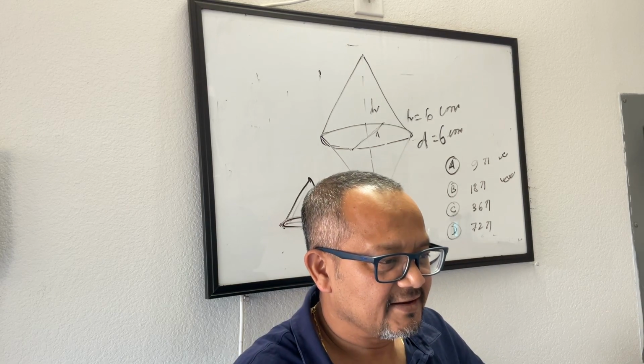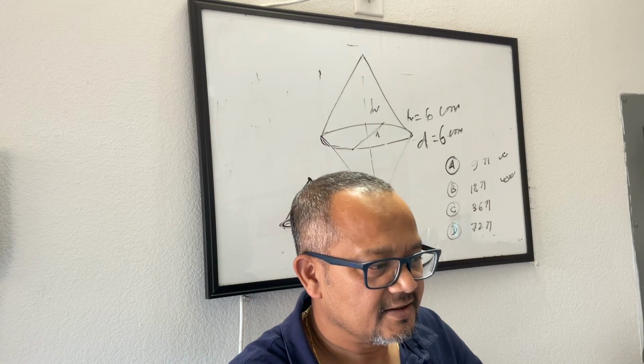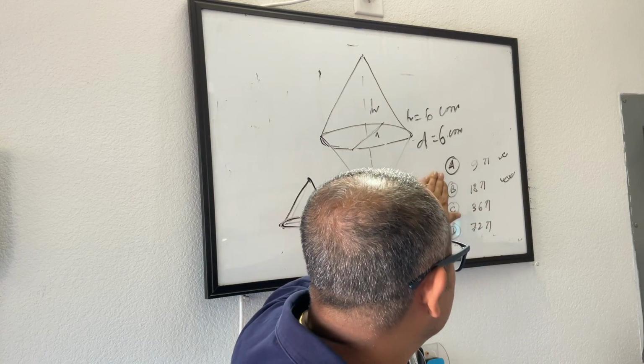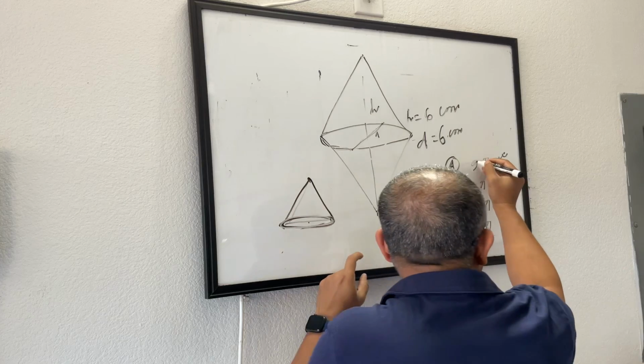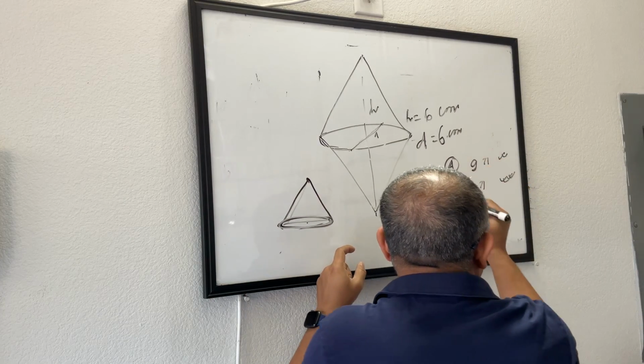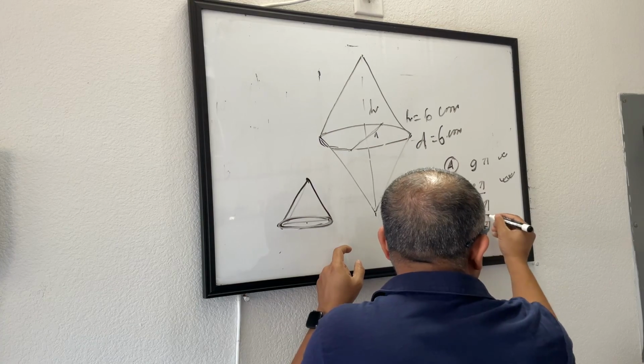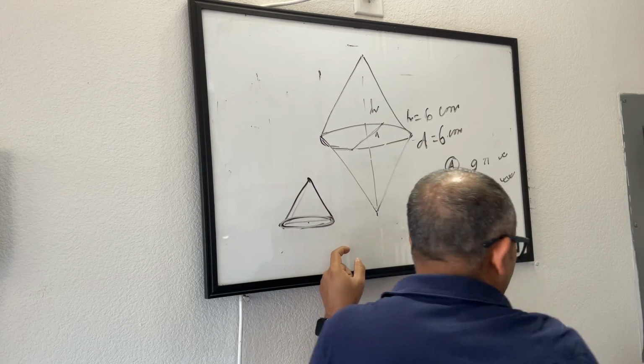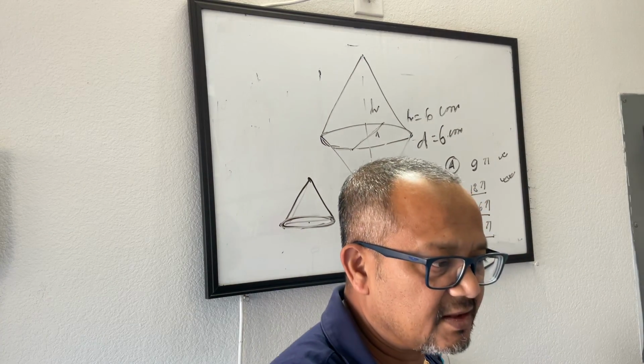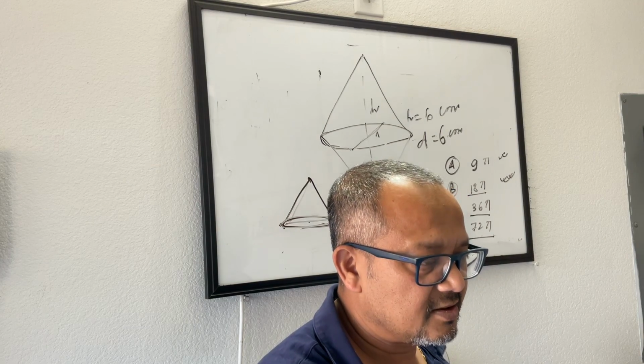Emily: Wait, can you say the answers? I can't really see them. Okay, the first option is 9 pi. Second one is 18 pi. Third is 36 pi. And fourth one is 72 pi. Okay, thank you.